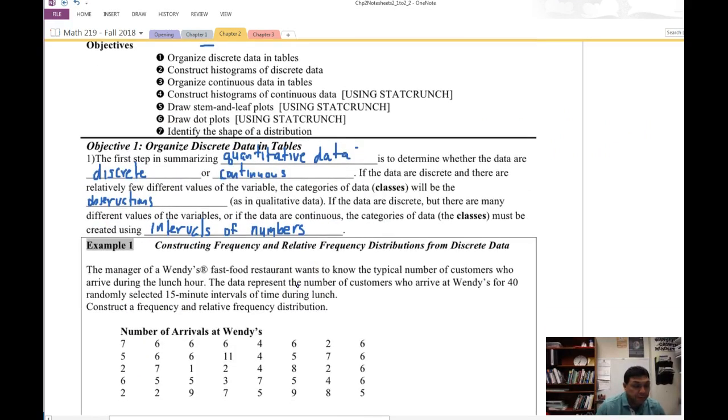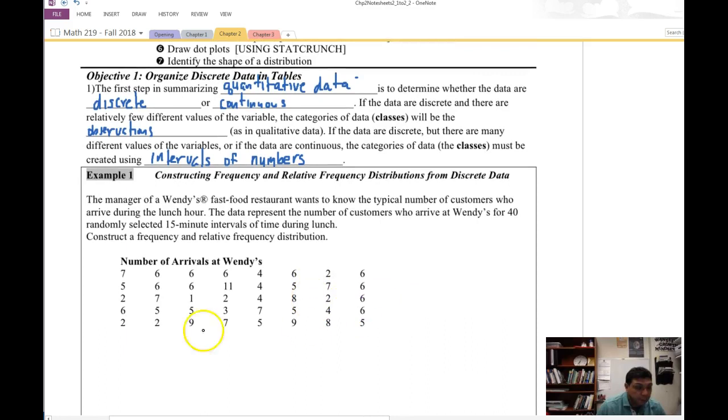Now that you have that information in, let's look at an example. Here is some raw data based on the number of customers who arrived during a lunch hour. The data represents the number of customers for 40 randomly selected 15-minute intervals during lunch hour. Let's say the manager wants to count every 15 minutes how many people come in, and these are the results over 15-minute intervals. How do we summarize this?